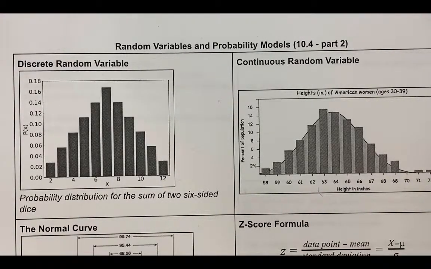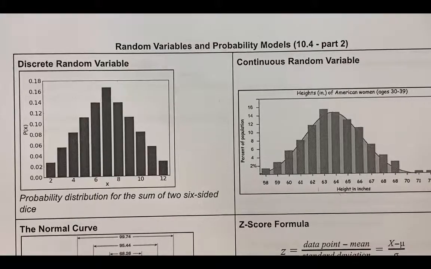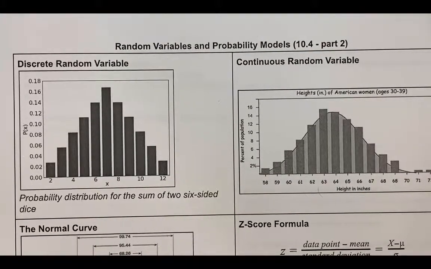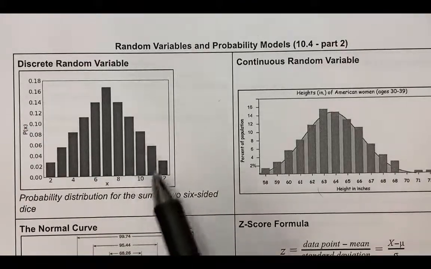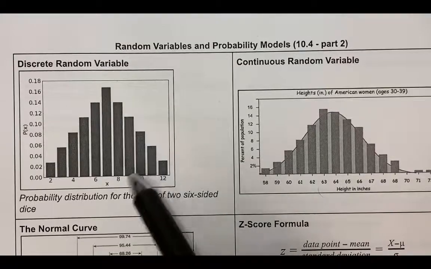We're going to talk about random variables and probability models, part 2. Yesterday, in the previous lesson, we talked about discrete random variables. Discrete means countable. These were random variables like what's the value that shows on a die, or what is this example here in the picture: if we roll 2 dice, what is the sum of each roll?